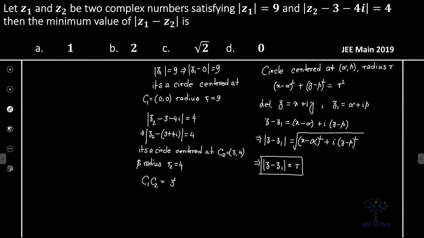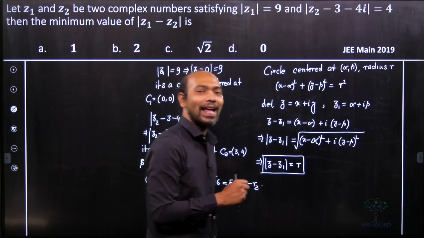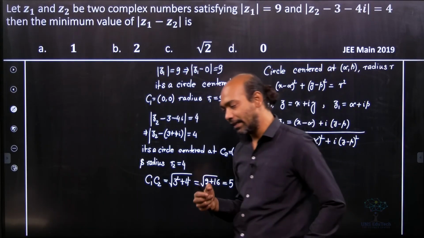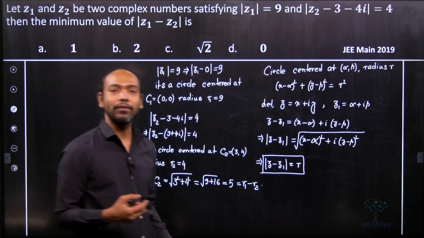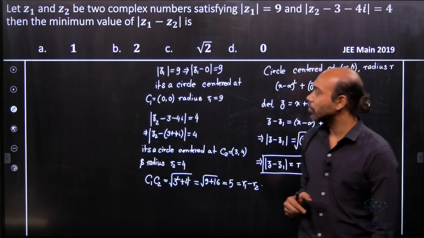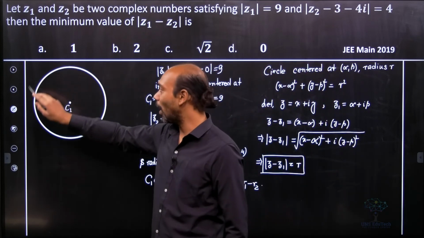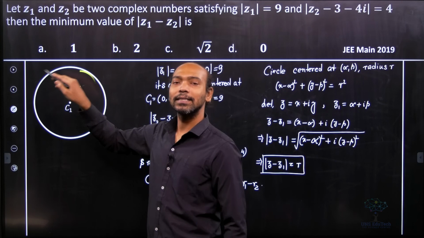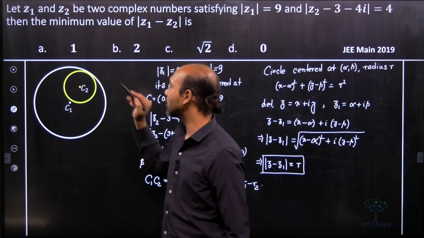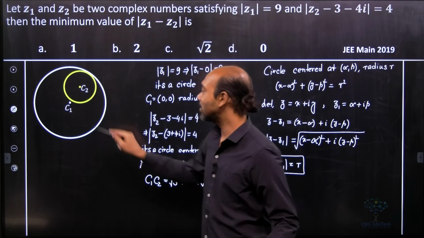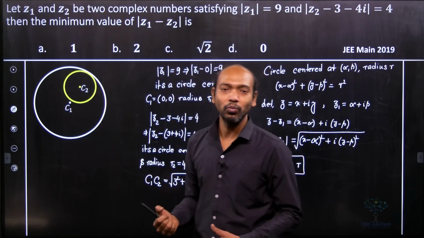What is c1c2? That is definitely the square root of 3 square plus 4 square, that is actually 9 plus 16, equal to 25, and that gives 5, which is actually r1 minus r2. So what does that mean? It means that both circles touch each other internally. Let's see what is happening for circle 1 and circle 2. The first complex number z1 lies on circle c1, and the second complex number z2 lies on circle c2. And you can see that c1c2 is the difference between the two radii, so therefore they touch internally.